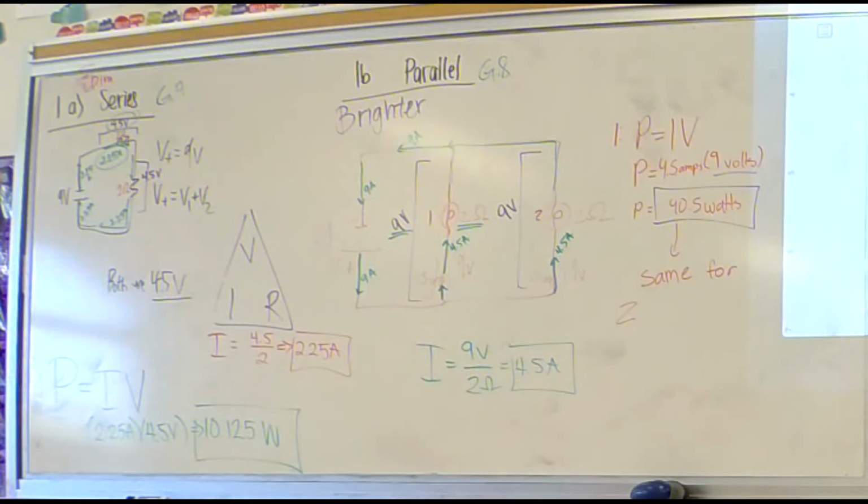So why the series circuit was at 4.5 divided by 2? What do you mean 4.5 divided? Oh, here?